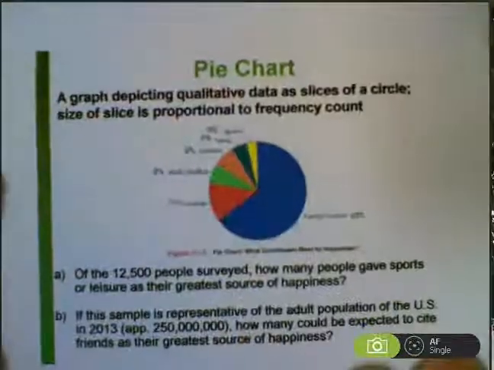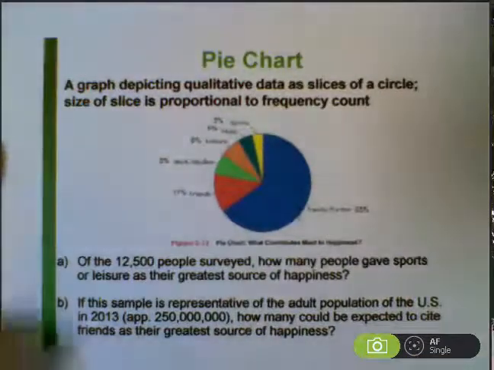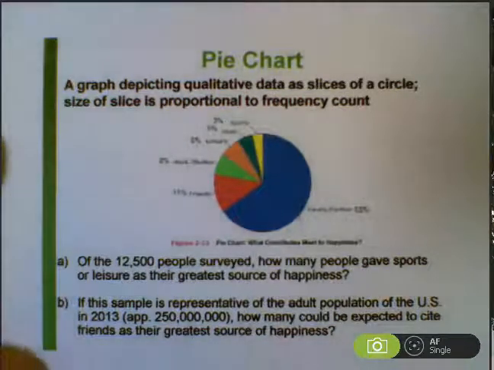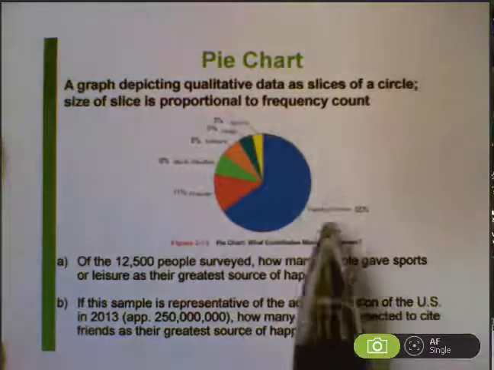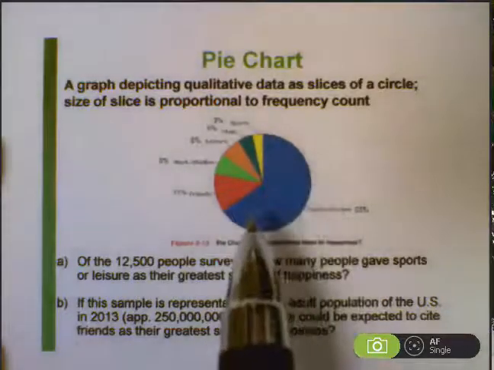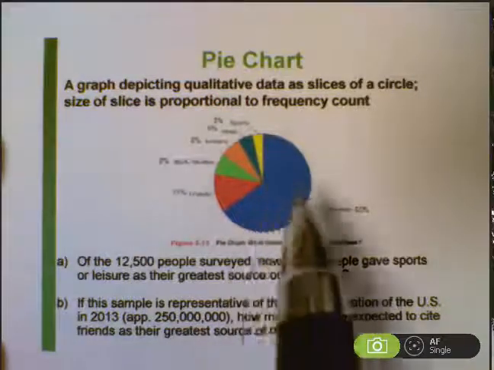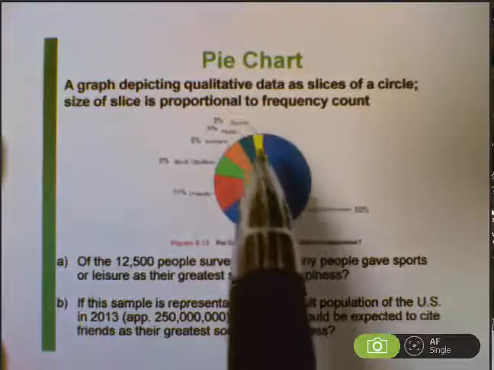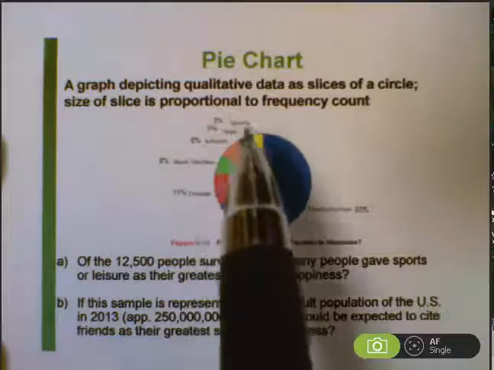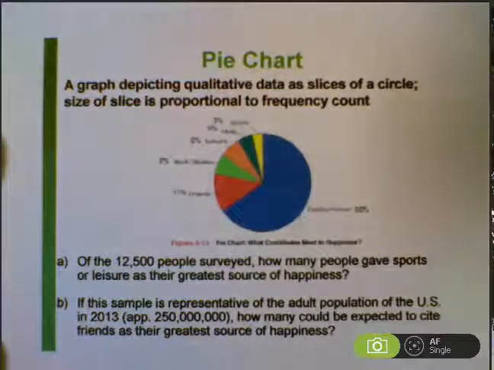The statistical graph you're probably most familiar with is a pie chart. It gives a good visual image of what portion of the population falls into each category. This is the 12,500 people surveyed and asked, what's the greatest source of your happiness? And here again, we see that family and partner was the answer given by 65% of those surveyed, over half of those surveyed. And the smallest slice of that pie was sports. Only 3% of people said sports gave them more happiness than anything else.